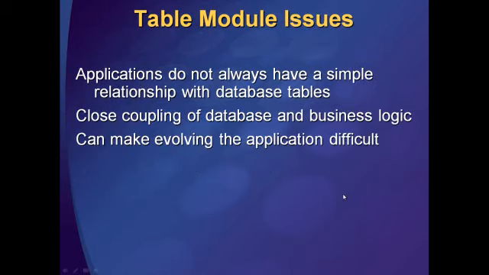Not all applications have this simple relationship with database tables. And when you use a table module, evolving the application can be more complex, because you lose the full power of object-oriented programming techniques, because basically you're using a record set or a data set to interact with the database. This gives you a closer coupling between the business logic and the data layer. For example, as you get multiple order types, the table module pattern will have one class to handle all the orders, and each order would be identified by an ID.